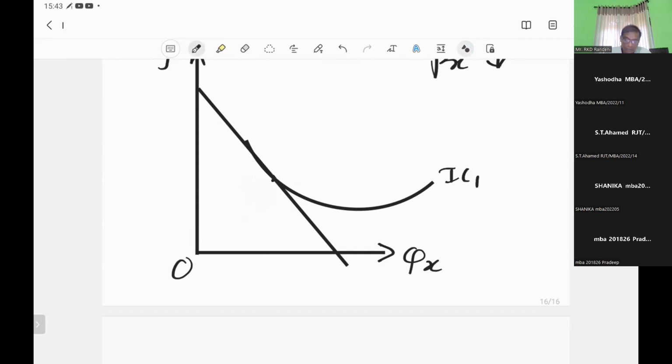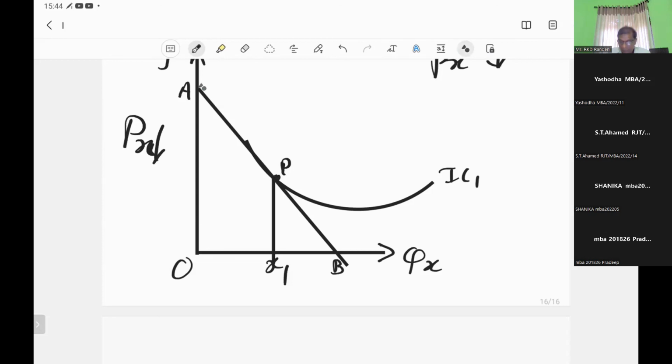We take this point, the tangent point. The consumer is consuming x1, right? Before the price change, we have the AB budget line and indifference curve 1. According to point P, the consumer consumes OX1. Now assume that X is inferior and the price of X is reduced, then he can buy more of X.